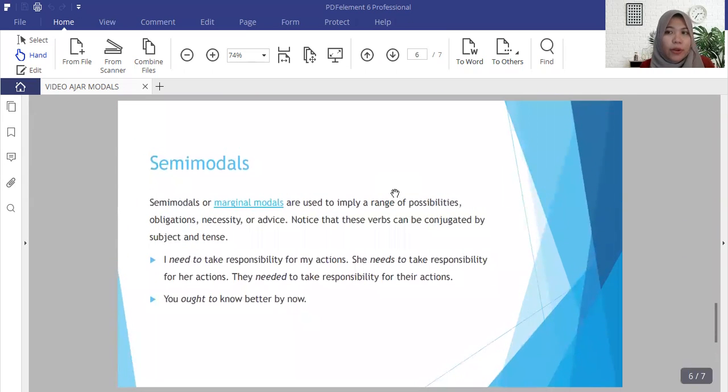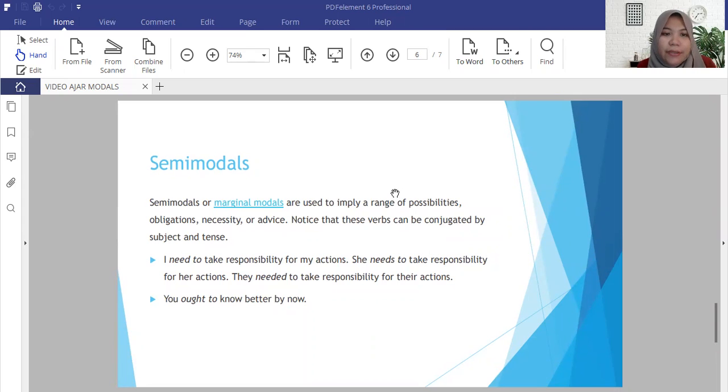So how about semi-modals? What does it mean by semi-modals? If the structure of pure modals does not change according to the subject or the tense, especially the past tense, semi-modals are used to imply a range of possibilities, obligation, necessity, or advice. And notice that these verbs can be conjugated by subject and tense. So it is the opposite of pure modals.